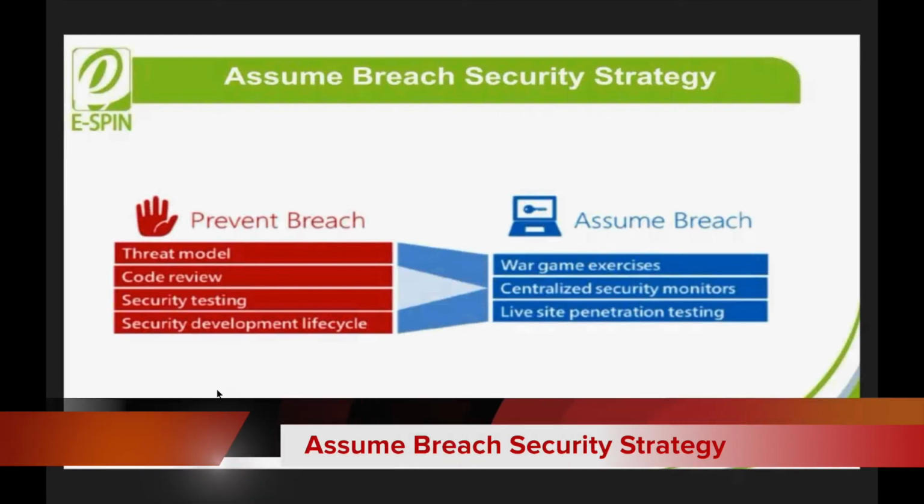Assume breach is a security strategy that most companies are practicing nowadays. Even Microsoft itself is doing this. So Prevent Breach does the threat modeling, while assume breach means you assume that the system has already been breached. Is that something you don't know?